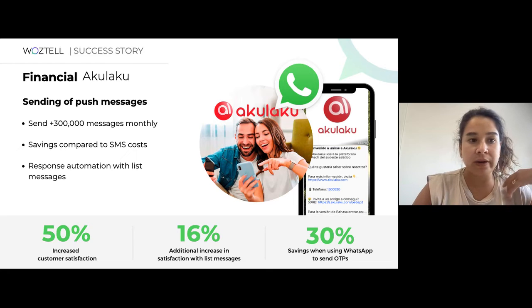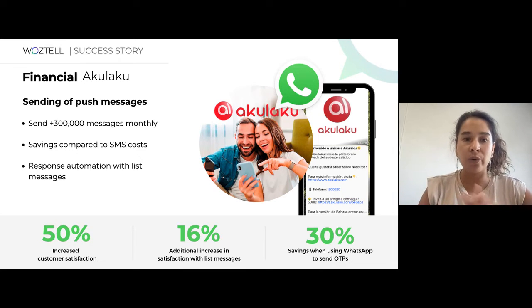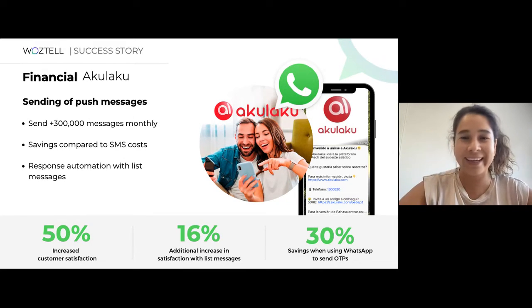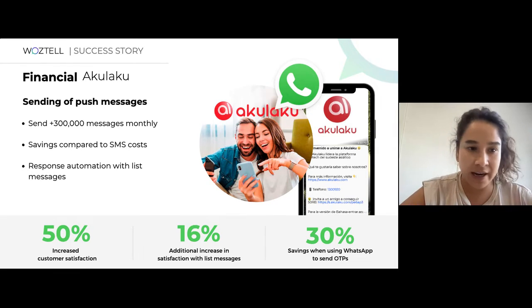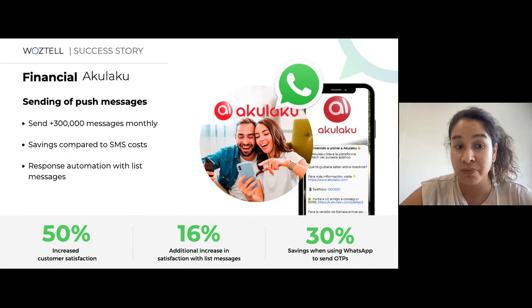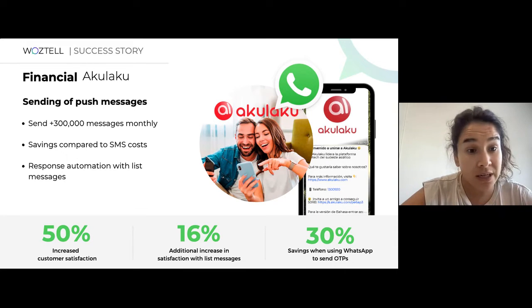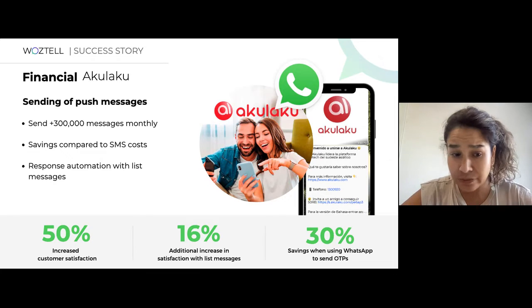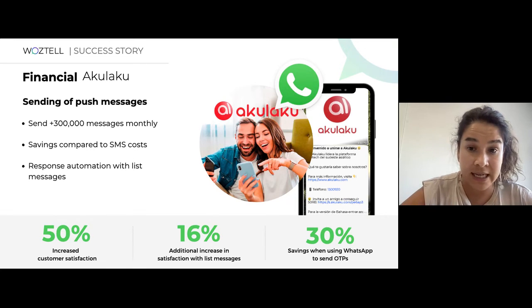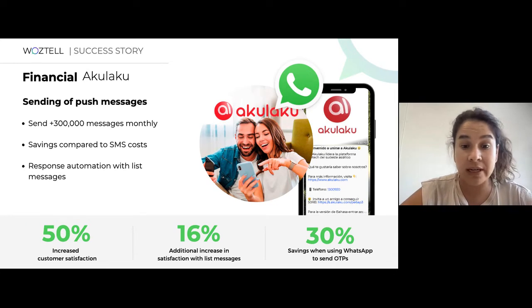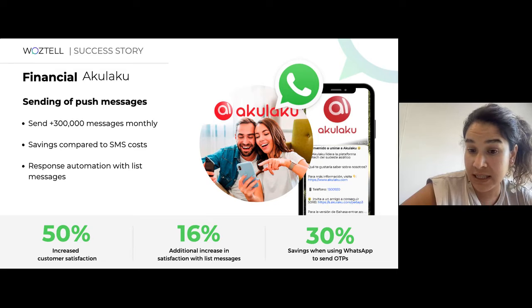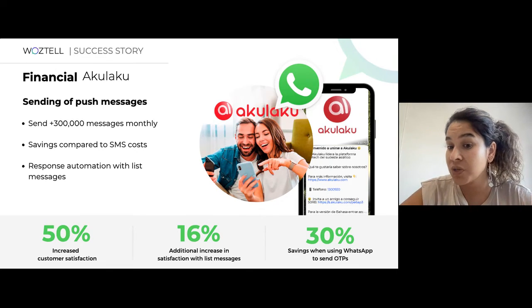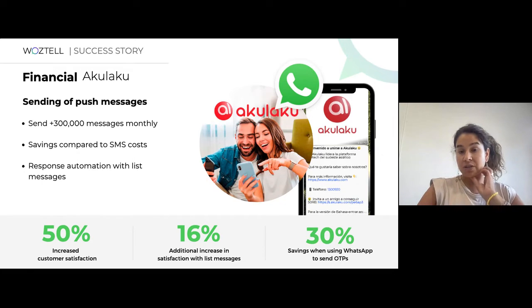Then we have another success story from the financial sector, a company called Akulaku, sorry. What they did was send push notifications. They send around 300,000 messages monthly, saving costs compared to SMS, and respond automatically with listed messages. Changing from email and SMS, they saw a 50% increase in customer satisfaction. They saw a 16% additional increase in satisfaction with these messages. And they saw 30% savings when using WhatsApp to send push notifications.